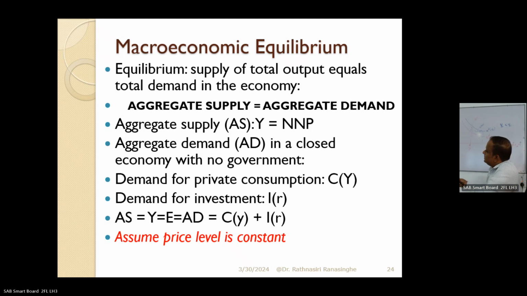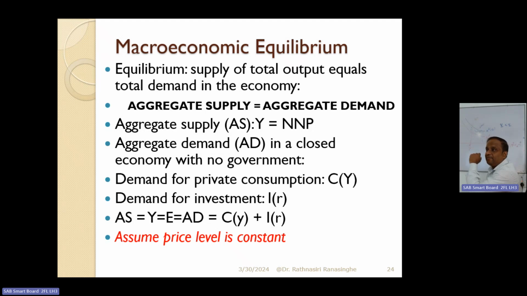Now, consumption: why do we say it's Y? It mainly depends on the income. Investment: why do we say it's R? It depends on the interest rate. Now this is the expenditure approach, because of how you allocate your expenditure: part for consumption and the other part for investment expenditure. That is the expenditure approach.